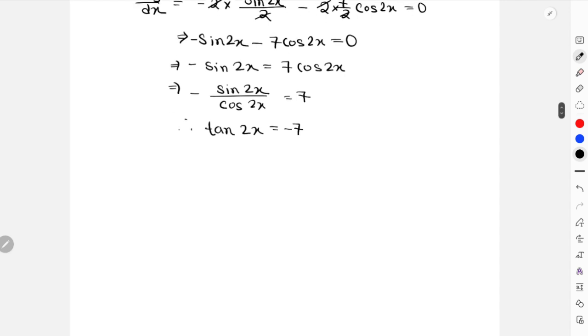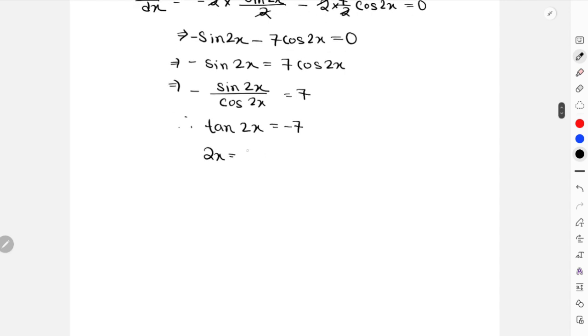Right, so if the value for tan 2x is minus 7, 2x will be tan inverse minus 7. The range over here was in terms of angle, so you also have to calculate this in terms of angle. So tan inverse minus 7 gives you minus 81.9. So the value for 2x, this is the calculated value. This is negative 81.9 degrees, and this is the first value.